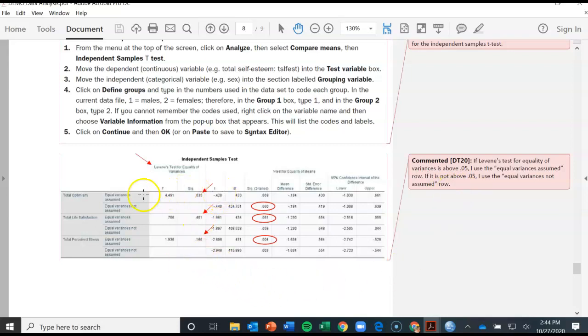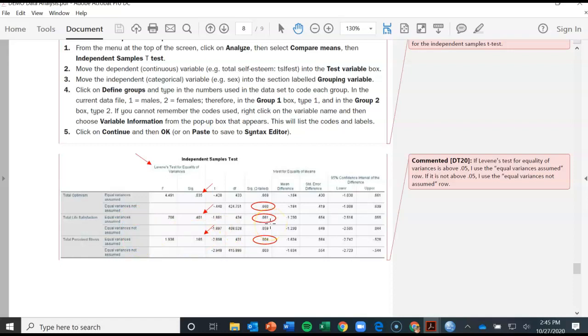So for optimism, the significance value for Levene's test is not above 0.05. So I need to use the equal variances not assumed significance test value. So it really wouldn't have mattered which one I used. They're both non-significant. So there's no sex differences there. The other two are above 0.05. So we've not violated that assumption. We use the equal variances assumed row.